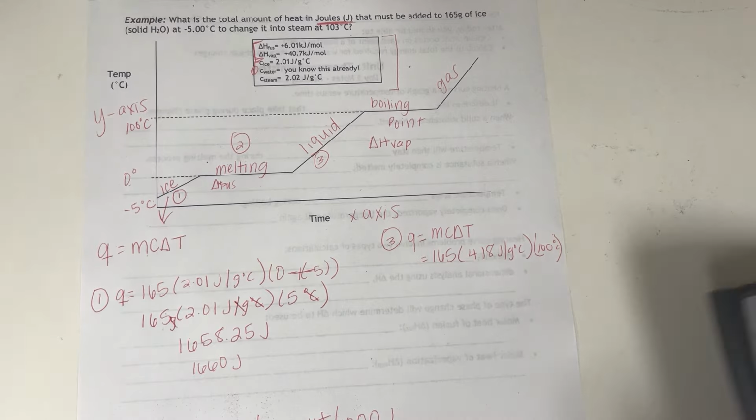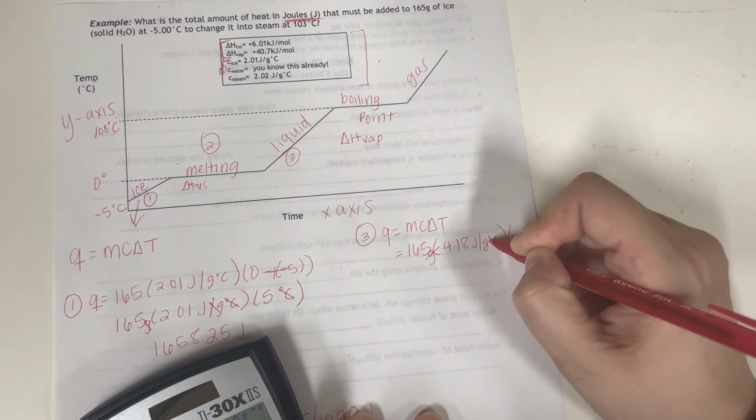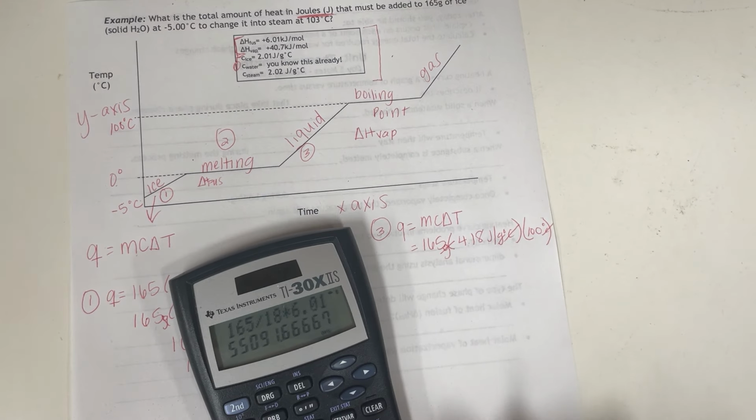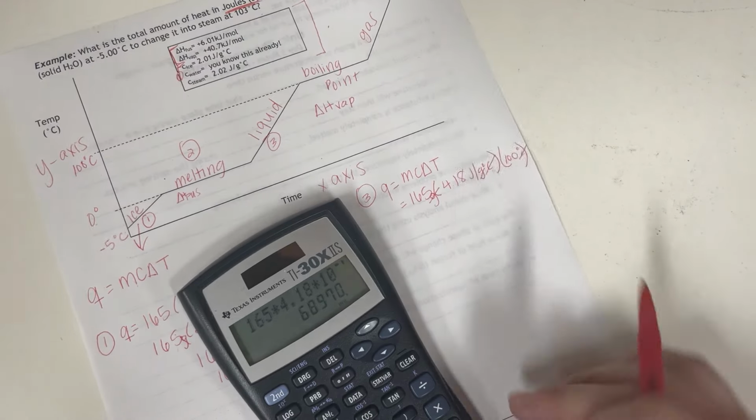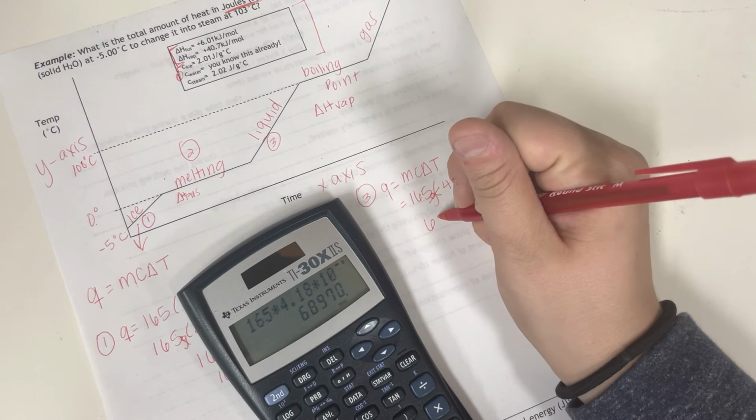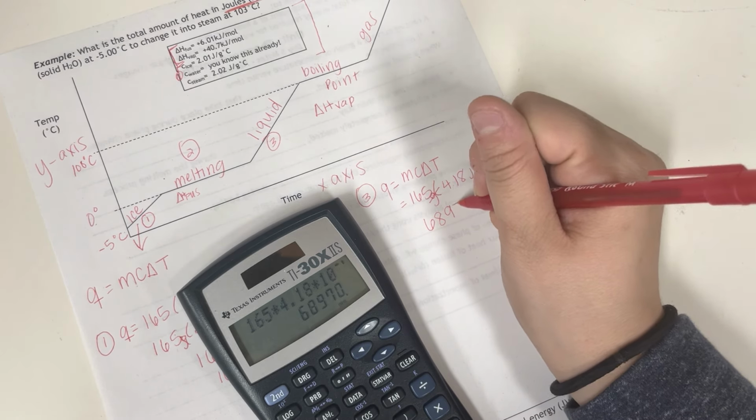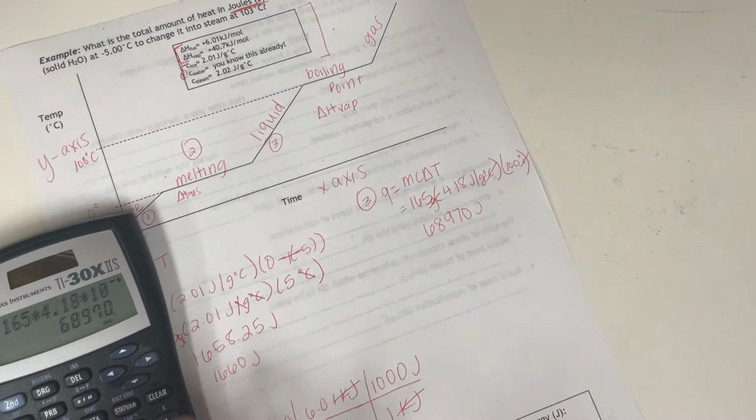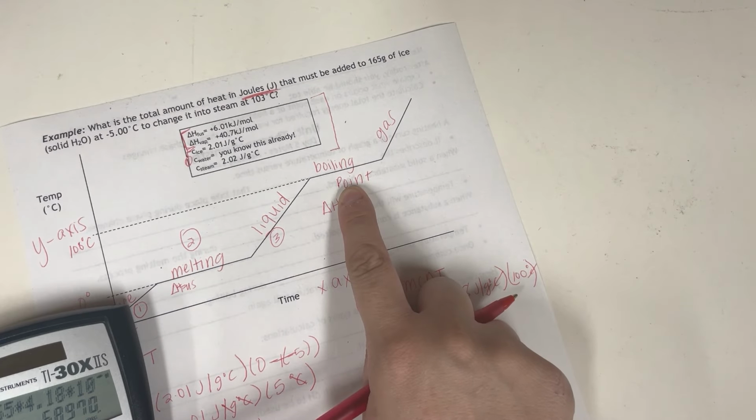And now we just solve it. Cancel, I always forget this, grams. Cancel your like units and plug it into your calculator. So 165 times 4.18 times 100 is going to give you 68,970 joules.